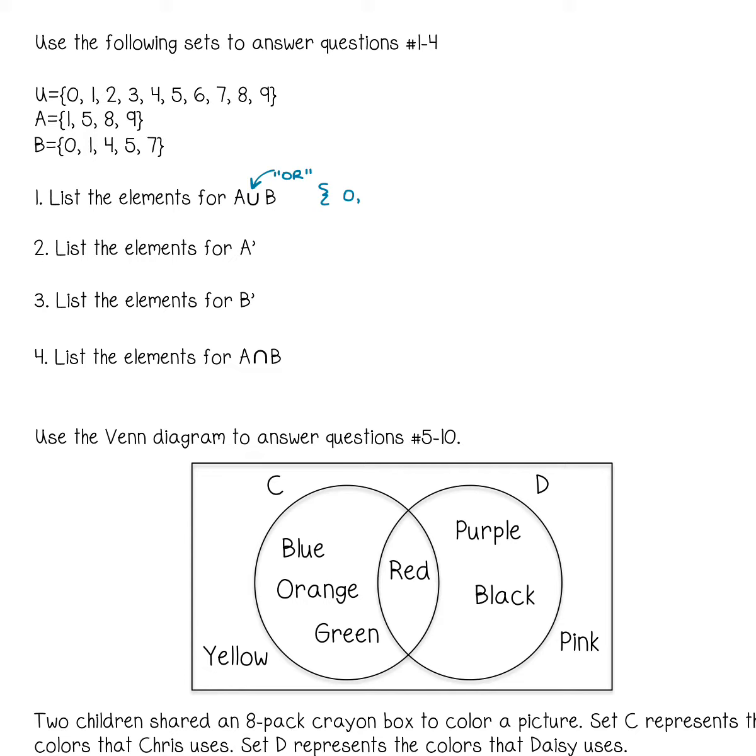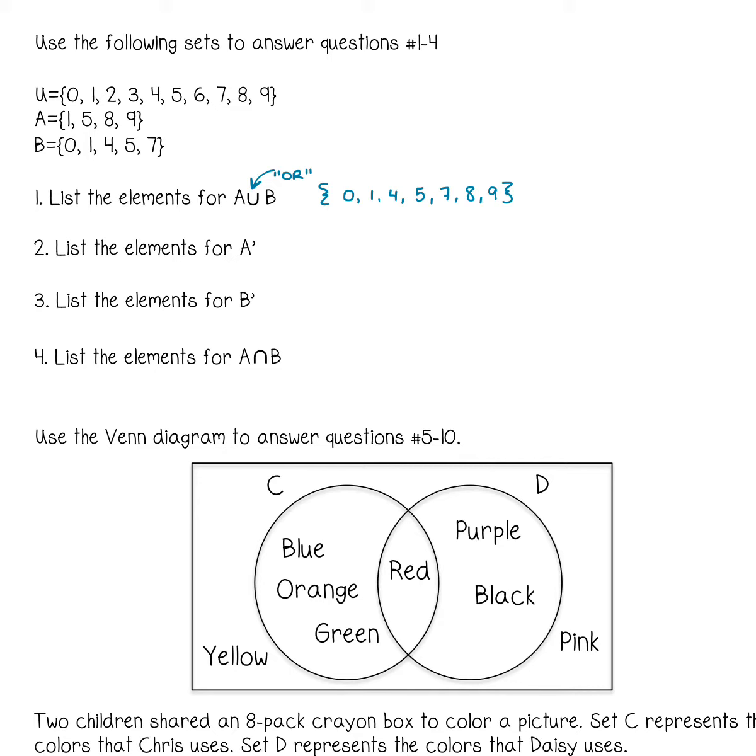It's not necessary, but it's a cleaner, neater way to do it. There's a 1. There's a 4. Both of them have a 5. B has 7. A has 8 and 9. And so remember, with "or", it's going to be everyone that's included in either set. And when we have duplicates, we only write them once.